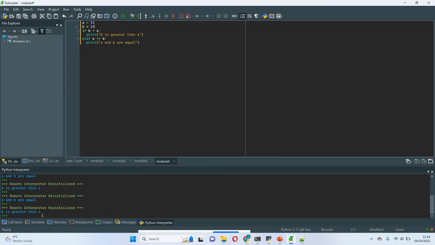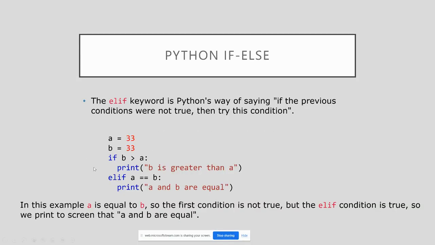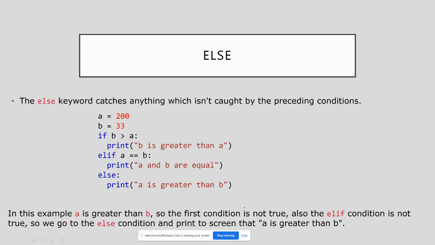If I bring it back to 33, then as you can see, this condition says A and B are equal, because A is 33 and B is 33. So I said if B more than A, then print the first condition, which is B greater than A. Else if A equal B, then print A and B are equal. So in this example, A is equal to B, so the first condition is not true, but the else if condition is true. So we print to the screen that A and B are equal.